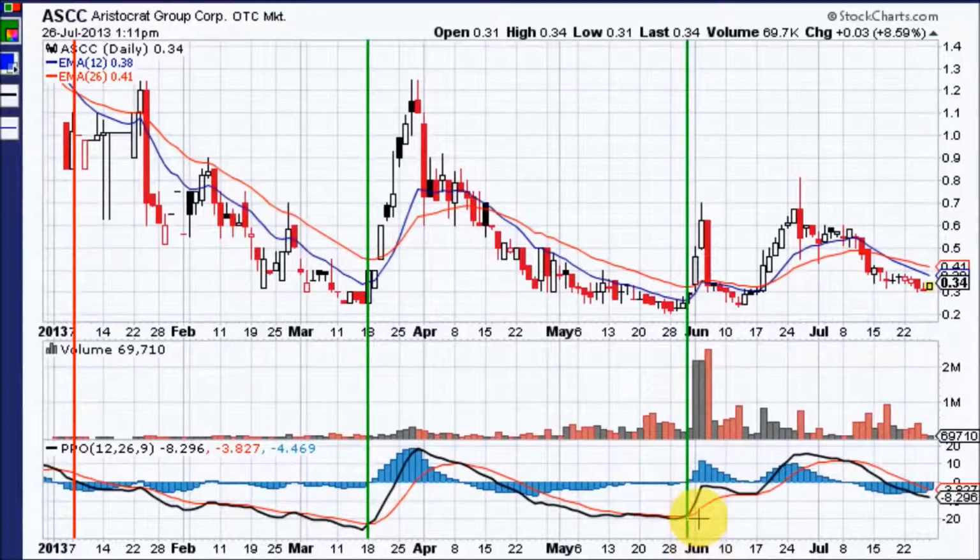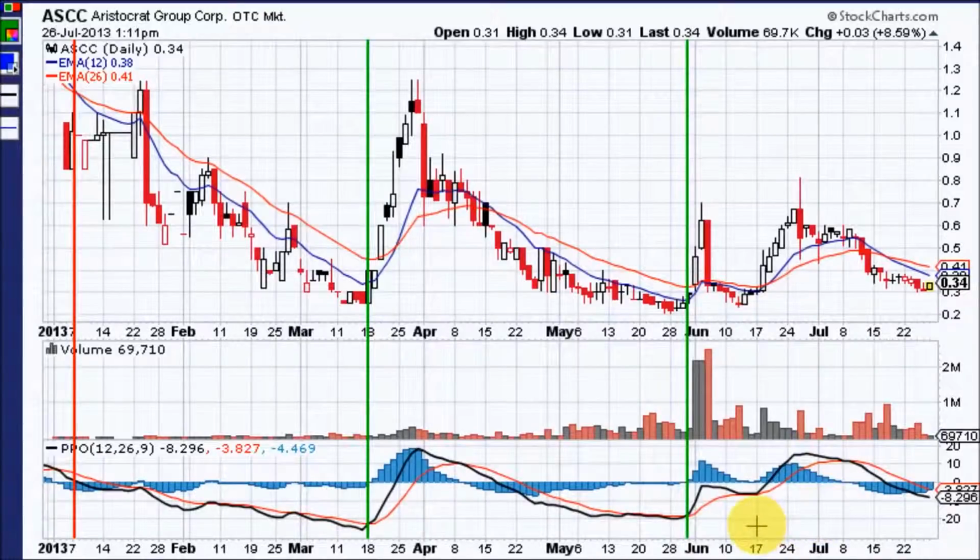When the PPO crossed up through the signal line and started spreading out, the histogram gave early warning because even though the stock was trading sideways to down, the histogram, the blue bars, were ticking up towards the zero line. And when it popped up above the zero line, that's where the PPO signal line crossover happened and the stock ran.